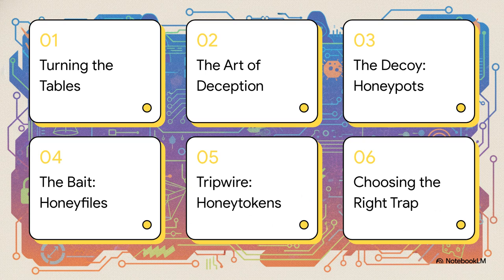We're going to start with the whole idea of turning the tables on attackers, then get into the art of deception itself. After that, we'll break down the specific traps: honeypots, honeyfiles, and honeytokens. And to wrap it all up, we'll talk about how you choose the right trap for the right situation. Sound good? Let's jump in.